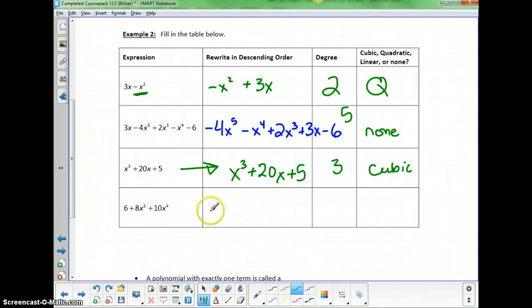And lastly here, our highest power is x to the 4th. So I start with 10x to the 4th plus 8x squared plus 6. The highest degree is 4, so the degree is 4. And of these choices, again, it is none. Cubic is 3, quadratic is 2, linear was 1. And this one happens to be quartic, but that's not one of my options, so I'll say none.